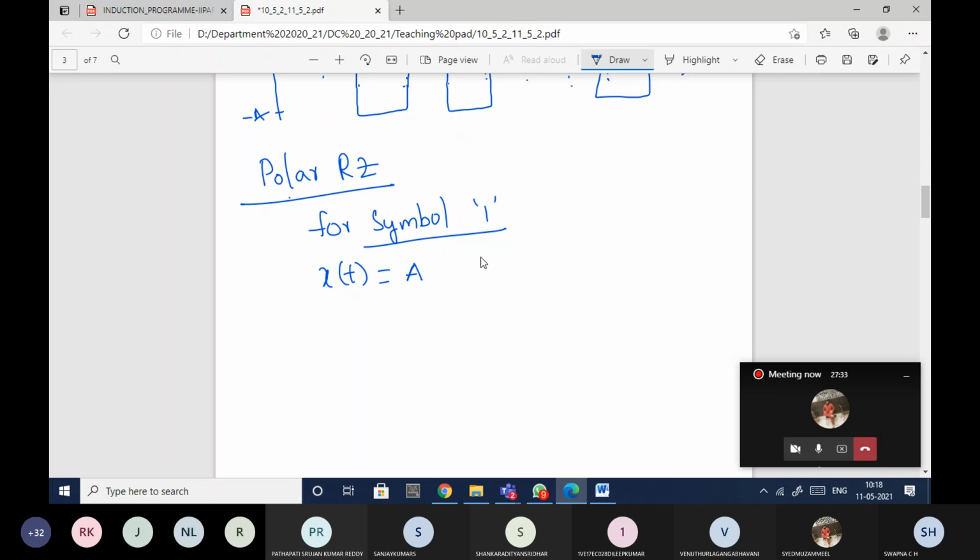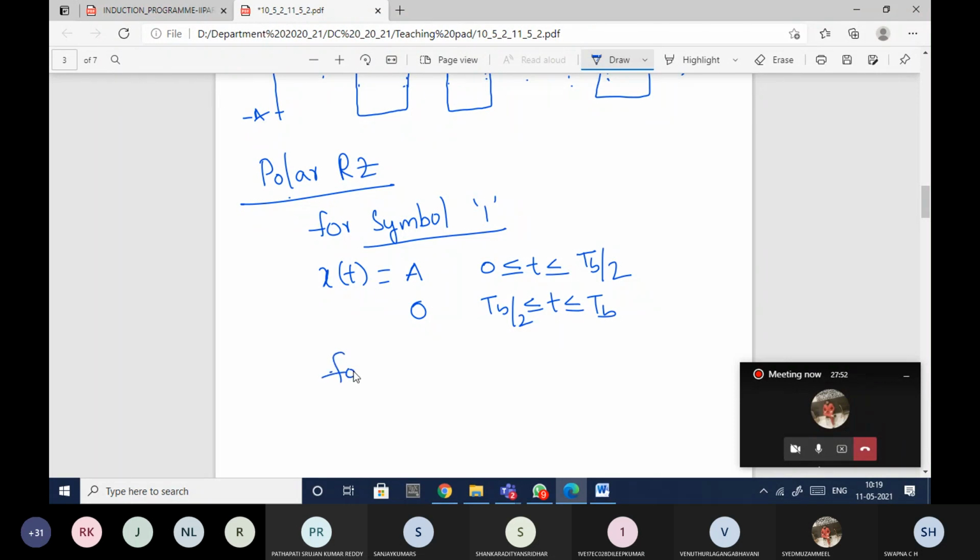Okay, fine. X of t should be equal to A from 0 to Tb by 2. In the sense, for half of the interval it should be A. For symbol 1, it should be A for half of the interval, and it should be 0 for the rest of the interval from Tb by 2 to Tb. Okay, so this is for symbol 1.